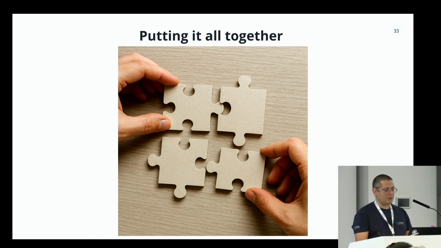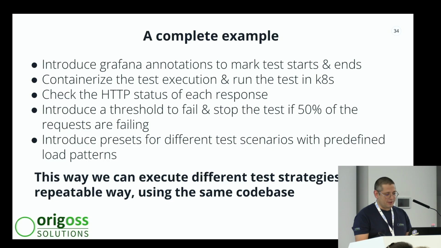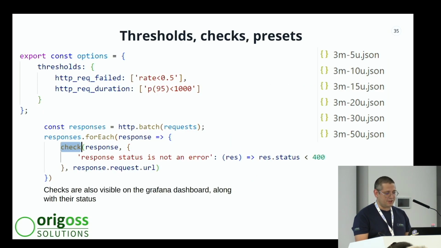So let's put this all together. I provided a complete example. I want to just quickly show you the changes in the code. One thing is the thresholds.